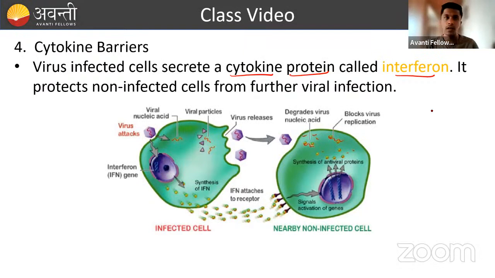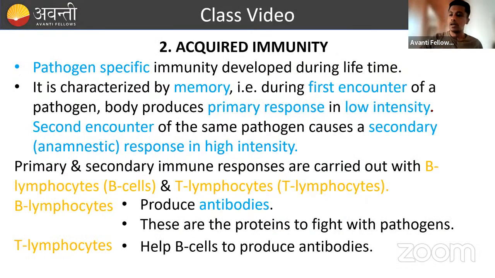And that is possible by the signals that are produced by already infected cells. These signals are called interferons, and this type of barrier is called a cytokine barrier. All right, so let us talk about acquired immunity.